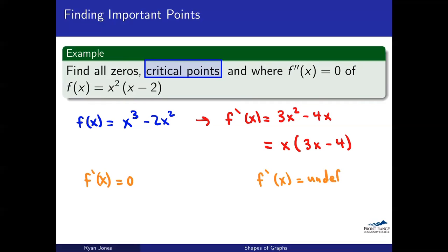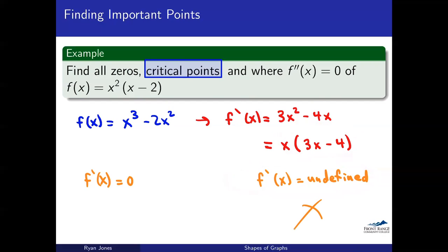Do not forget that undefined. A critical point is where the derivative is equal to 0 or undefined. In this case here, this never happens. We never have the derivative being undefined. There's no way for this x times 3x minus 4 to be infinity, unless x were infinity, but that's not really a point that we care about. We want to see, is there a specific x where the derivative is equal to infinity? And that can't happen right there. So we don't have to worry about that.